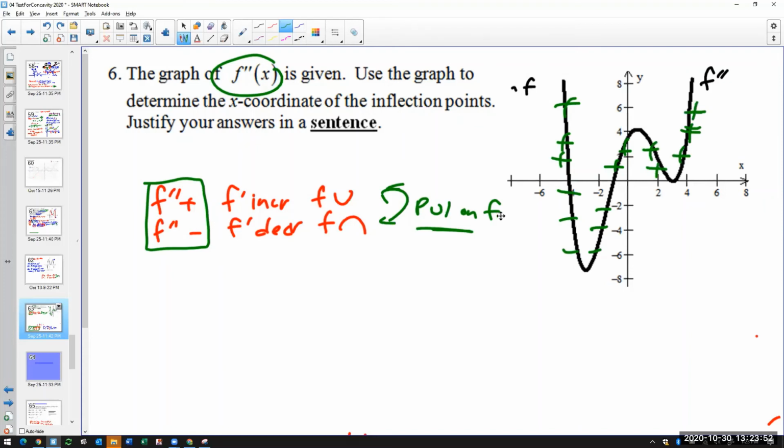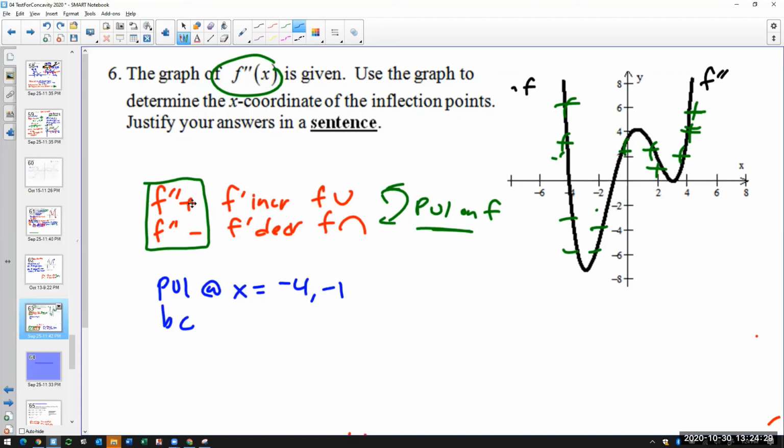Where does F double prime change from positive to negative? Tell me all the points. Here. Where else? Okay. Yeah, right here it changes from what? Negative, positive. So is that a POI if F double prime changes from negative to positive? Yes. Okay. Right here it changes from positive to positive. Is it a POI if you change from positive to positive? No. Okay. So the answers will be POI at x equals -4 and -1. Okay. Your justification will be, and this is the tough one.